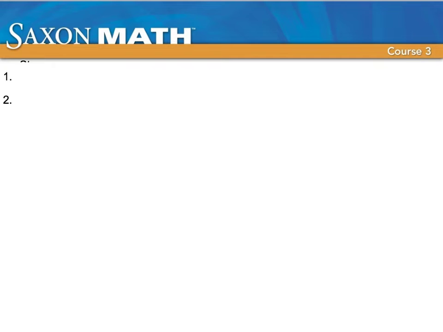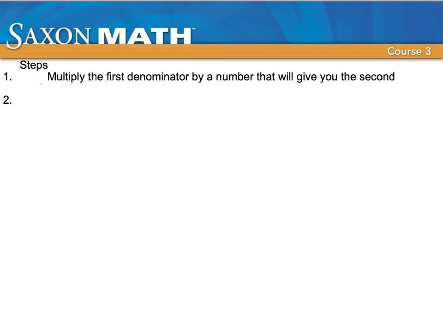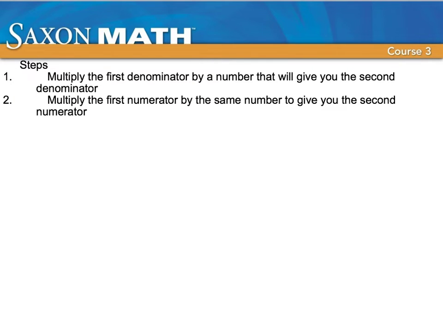Alright, we're going to continue our fraction kick here, and we're going to talk about how to find equivalent fractions. Okay? So your steps to find equivalent fractions. First, you're going to multiply the first denominator by a number that gives you the second denominator. So we're going to figure out how do I go from one denominator to the other one. And then I'm going to do the same thing to the numerator and multiply the first numerator by the same number that I just used to give you the second numerator.